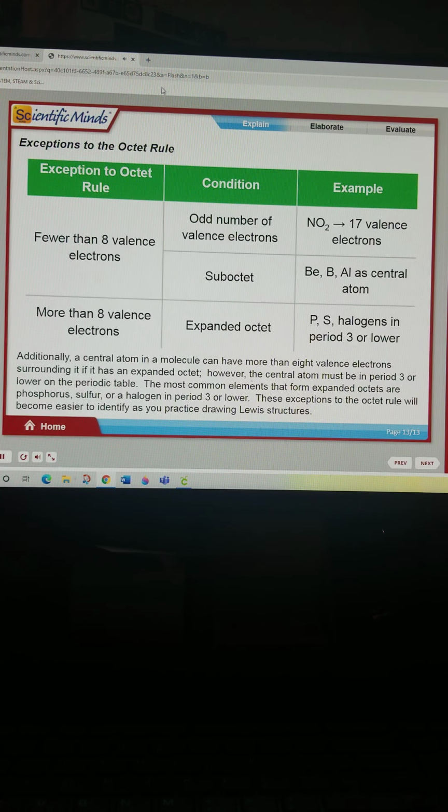Additionally, a central atom in a molecule can have more than 8 valence electrons surrounding it if it has an expanded octet. However, the central atom must be in period 3 or lower on the periodic table. The most common elements that form expanded octets are phosphorus, sulfur, or a halogen in period 3 or lower. These exceptions to the octet rule will become easier to identify as you practice drawing Lewis structures.